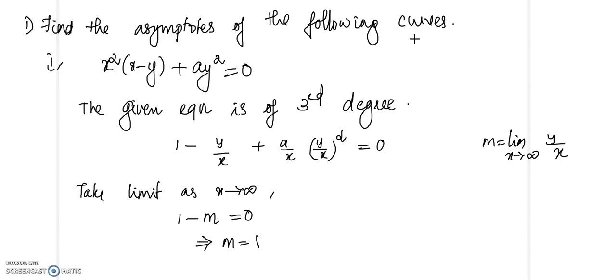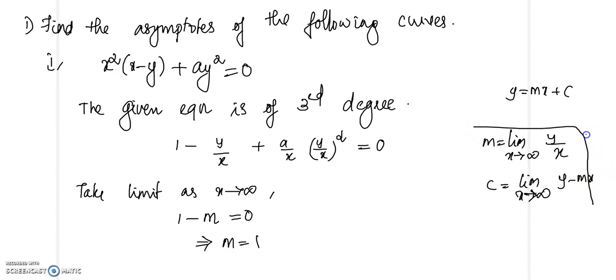Here we are given an equation which is of third degree. As we know, if the asymptote is of the form y equal to mx plus c, then m is given by limit x tends to infinity y by x, by the condition of asymptote, and c will be equal to limit x tends to infinity y minus mx. So this is the value of m and c which we have to find out.